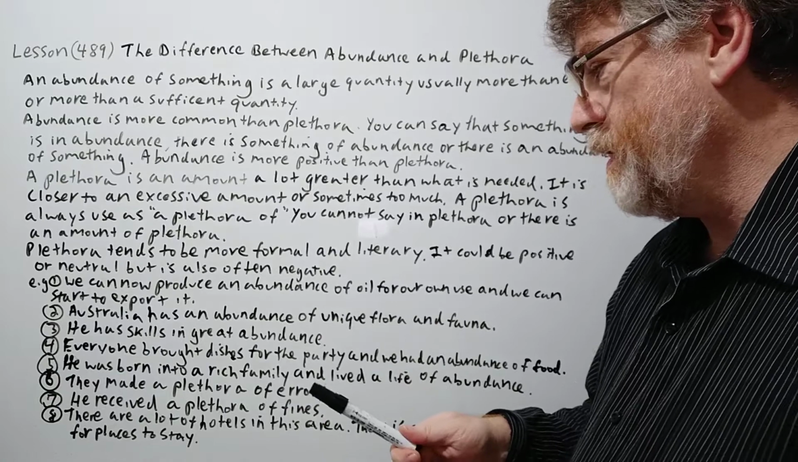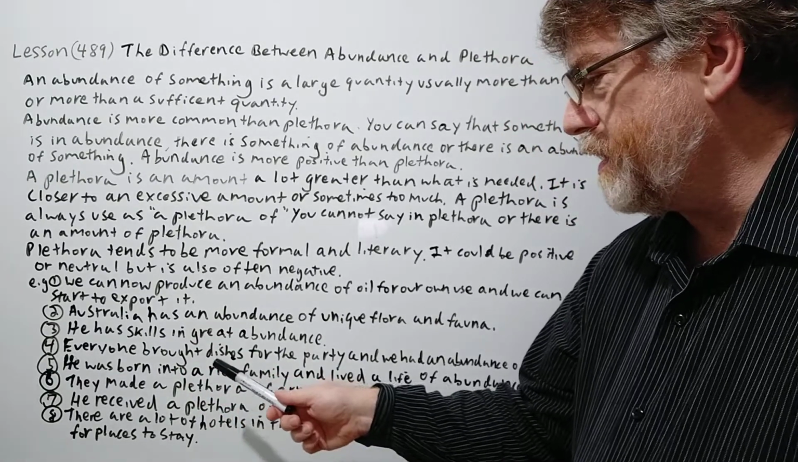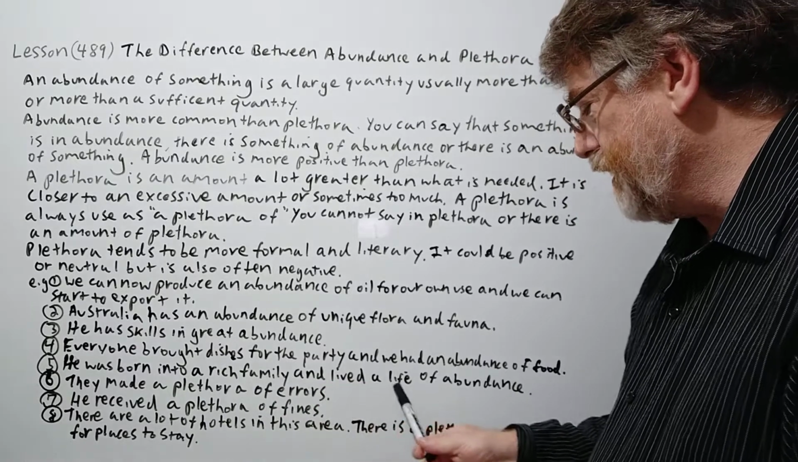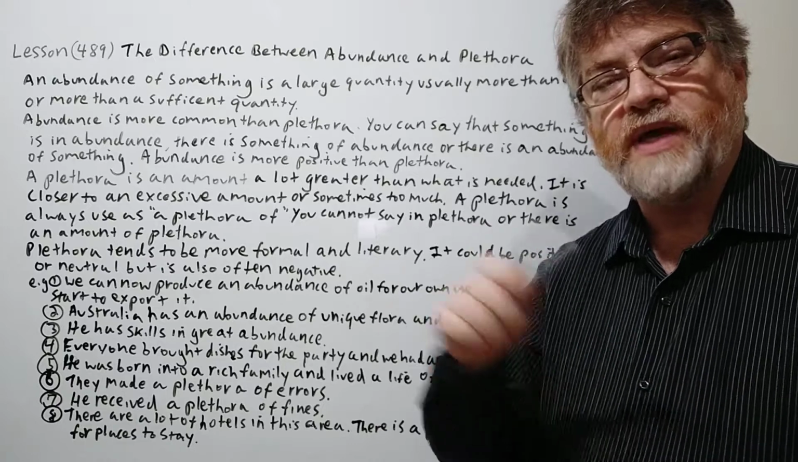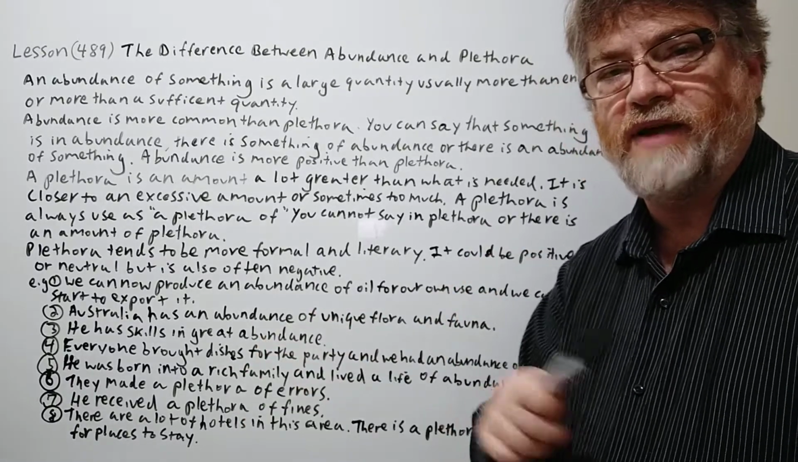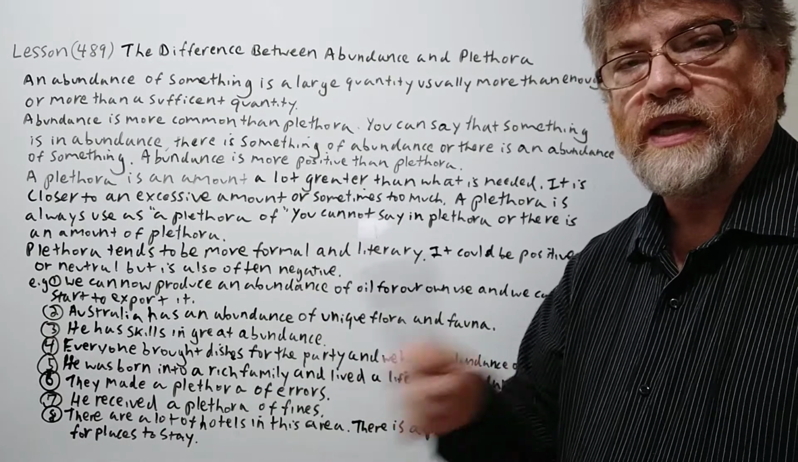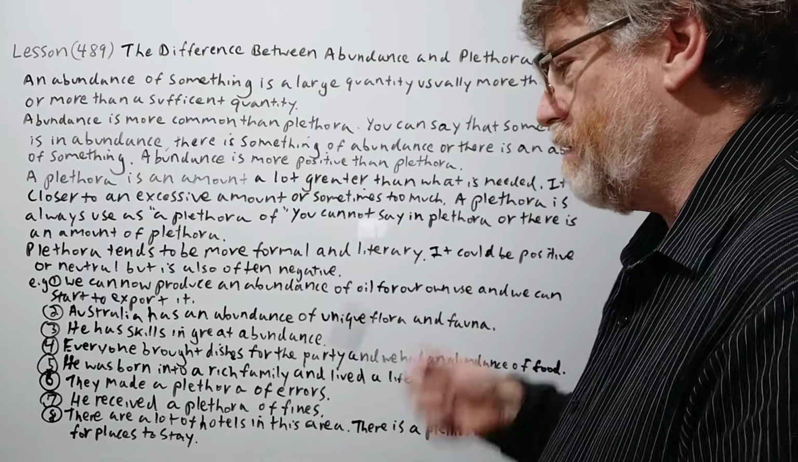Number 5, he was born into a rich family and lived a life of abundance. So remember, sometimes we could say something of abundance. He lived a life of probably great wealth, because he was born into a rich family. He was very lucky. All right, let's go on.